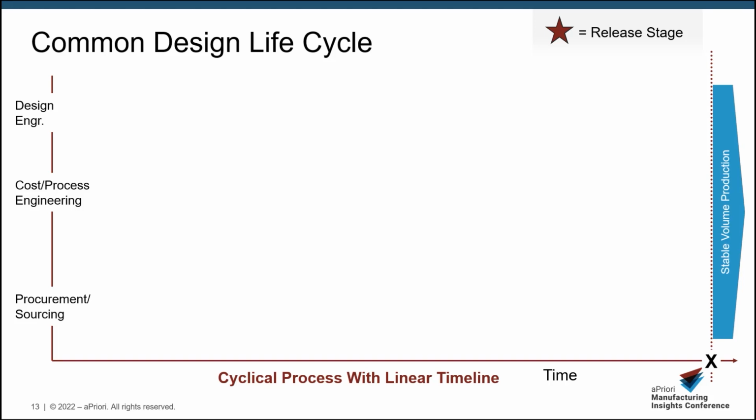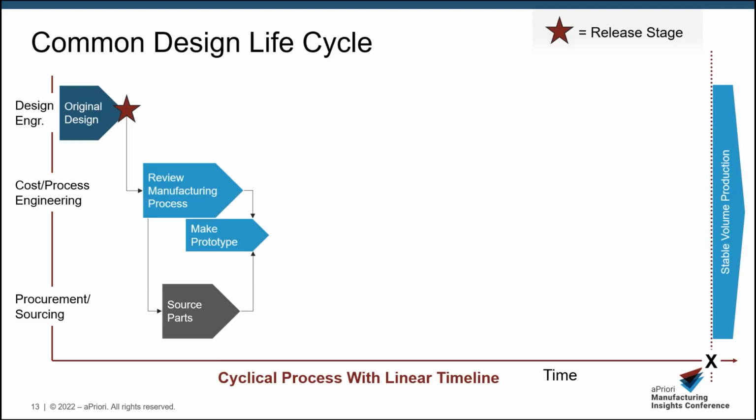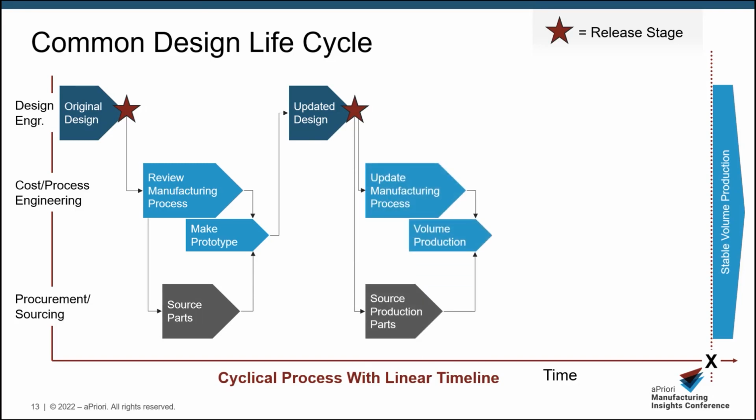I'm going to expand out the view. The final goal is stable volume production, which happens at time X. After the original design is completed, process engineering and procurement work together to source a prototype. The part is reviewed, and then the design engineer may need to make some adjustments based on feedback. That revision is released, and then process engineering addresses any needed changes in the manufacturing process.